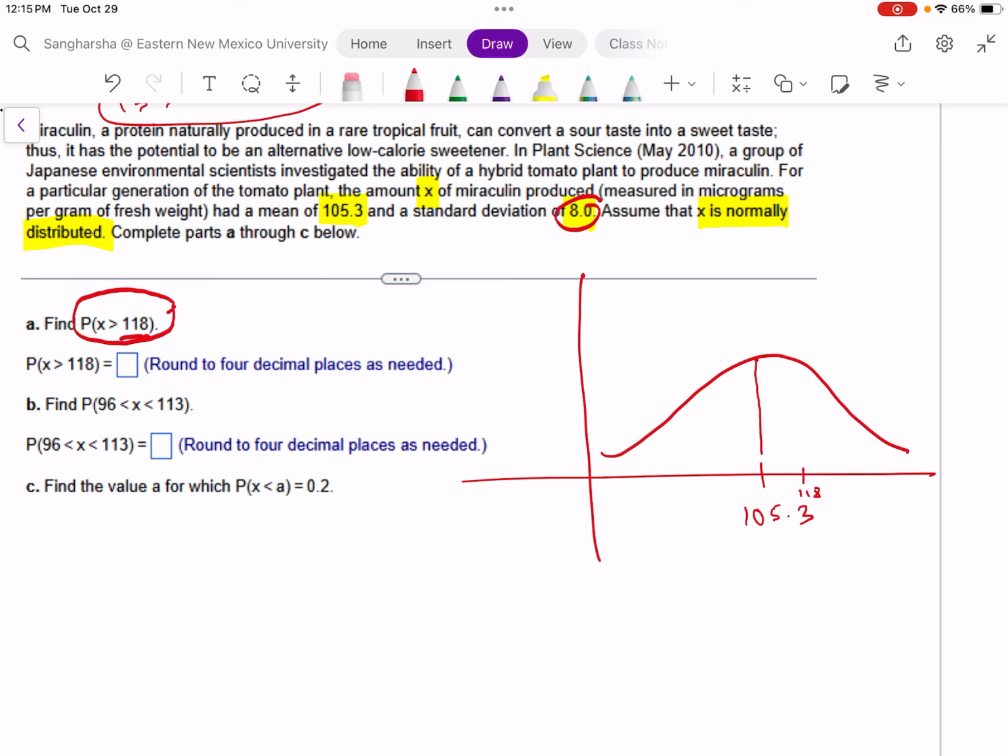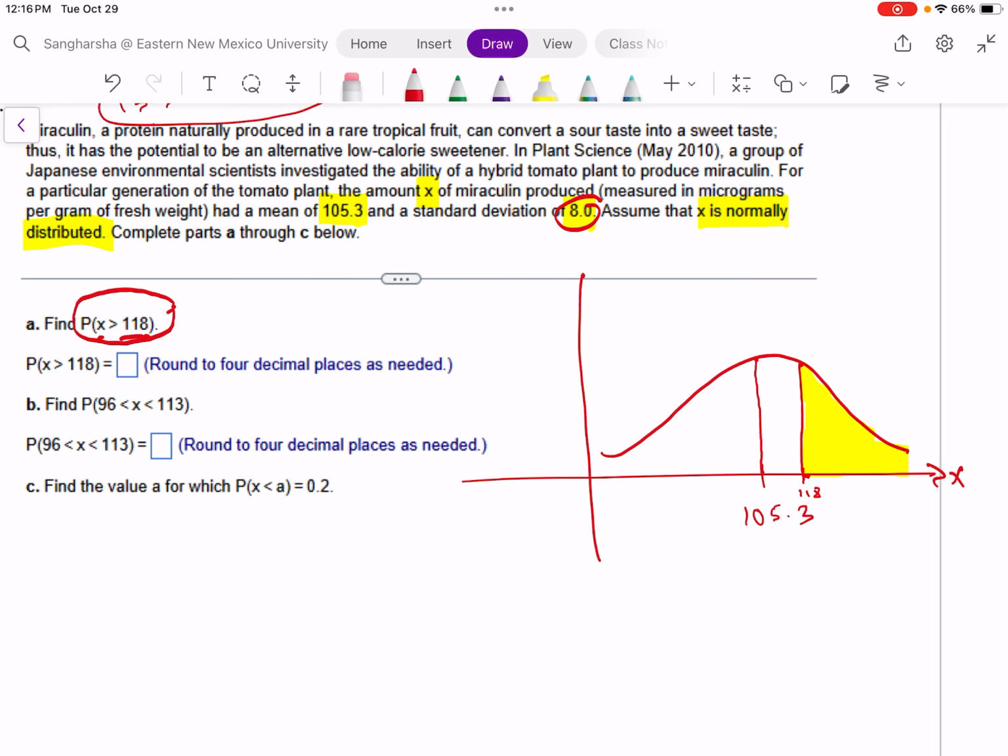Now we are asked to find the area. Is it on the right side of 118 or the left side of 118? It's the right, because X is greater than 118. So this is our X, and X greater than 118 means the right side. So we want to find the area of this region, and this area is the probability. That's all we need to find here.